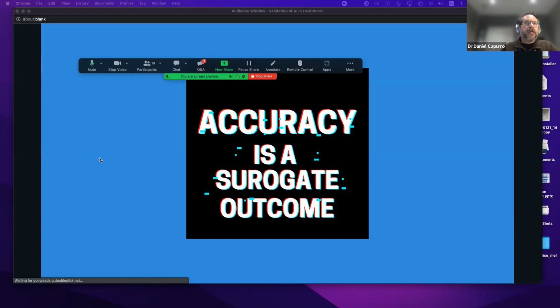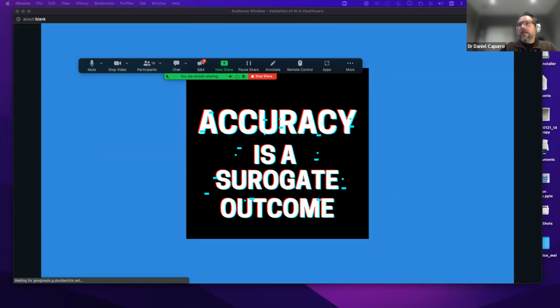Okay. I teach a subject this semester here at the university called machine learning applications for healthcare. And I give my students stickers with this so they can really learn that accuracy is a surrogate outcome. We don't really care about accuracy unless my patients are going to do better in the long run.